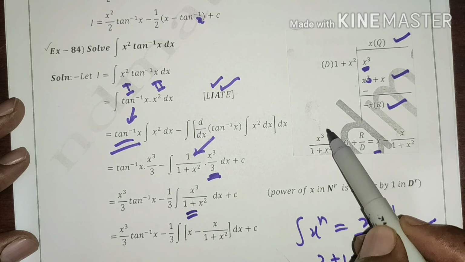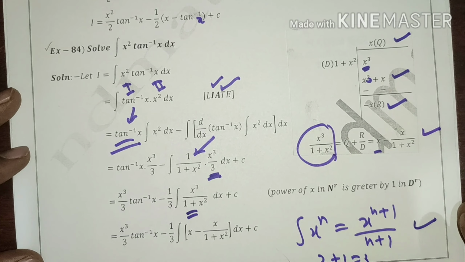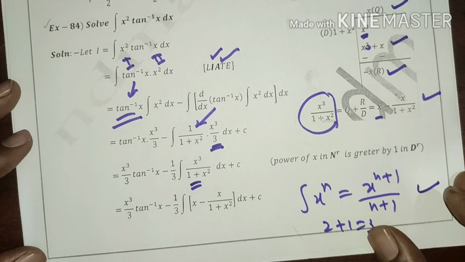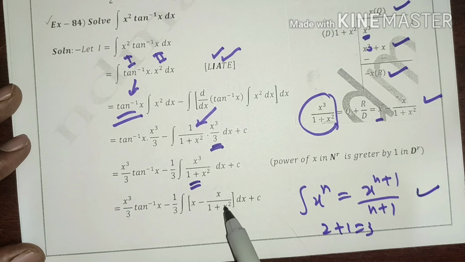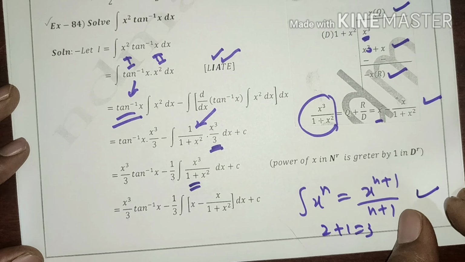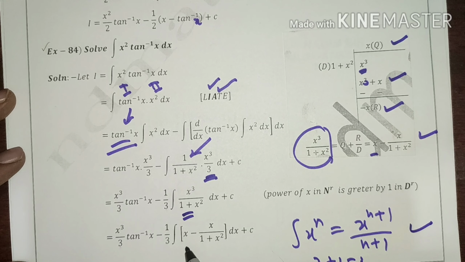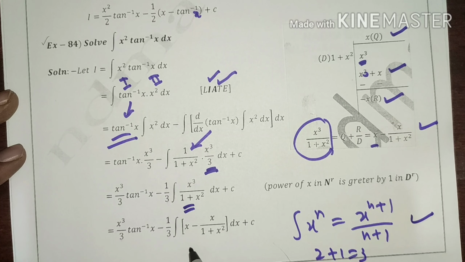square. So this whole term is replaced by x minus x upon 1 plus x square. So we replace this by x minus x upon 1 plus x square, and after that we integrate. Here we already know that the integration of x is x square by 2, because the power of x is 1, so we add 1 to the power. So 1 plus 1 is 2, and we divide by the same.